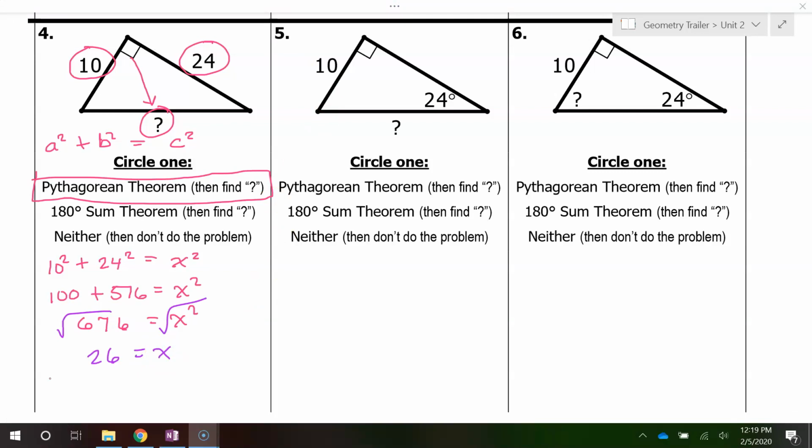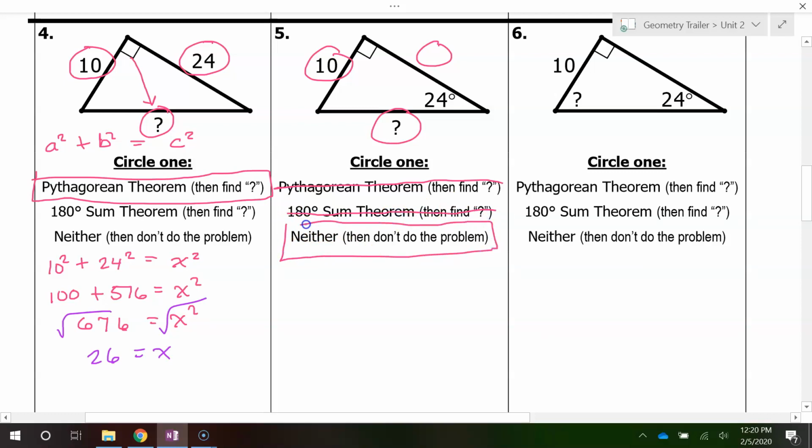For problem number 5, we are looking for that same side as before, but we only have one side given. So these are the sides. We have the 3 sides are here, here, and here. But to use the Pythagorean theorem, we need to have 2 sides and be missing only one. If we're missing 2 sides, there's no way to use the Pythagorean theorem. The 180 degree sum theorem has nothing to do with sides. That's only for angles. So that won't help us with this. So that means this is a problem where neither tool will help.